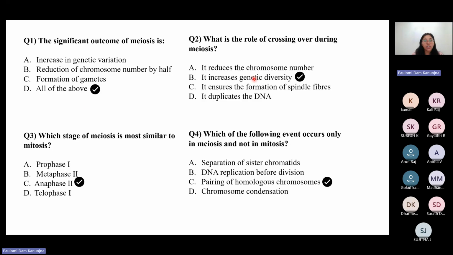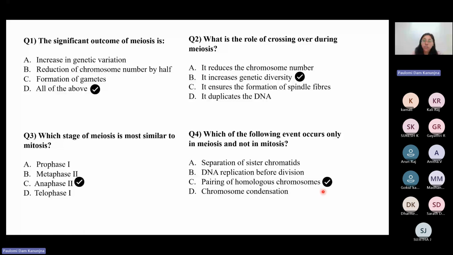What is the role of crossing over during meiosis? It increases genetic diversity because of the recombination. That's why you need this crossing over. It's also called homologous recombination, as we have established. Which stage of meiosis is most similar to mitosis? Anaphase 2, because that's when your sister chromatids separate, as in mitosis, even in meiosis, right? And the last one here is, which of the following events occurs only in meiosis and not in mitosis?